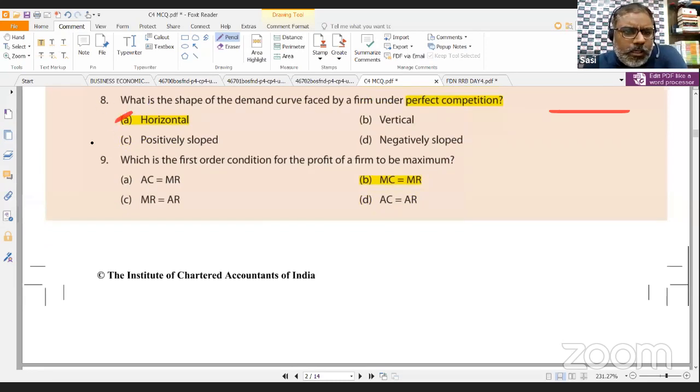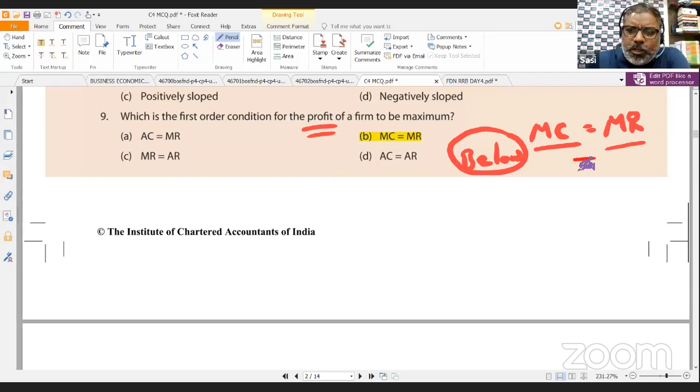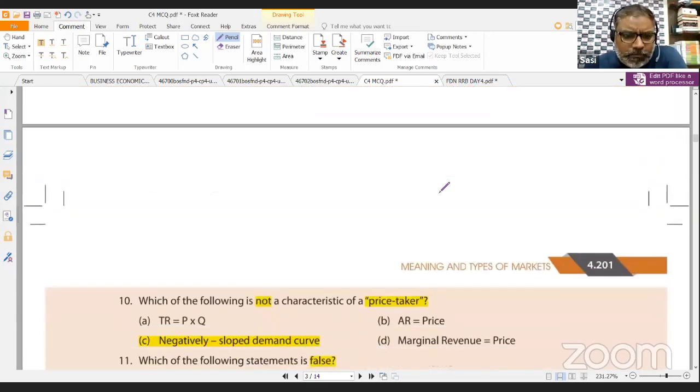Then question number 9. What is the first order condition for profit of a firm to be maximum? That is what we have been looking at. Where the marginal cost should be equal to marginal revenue, where the marginal cost line cuts the marginal revenue line from below. Cuts means what? They should be both equal. That is the first condition. So MC should be equal to MR. So answer is B, Bengaluru for question number 9.